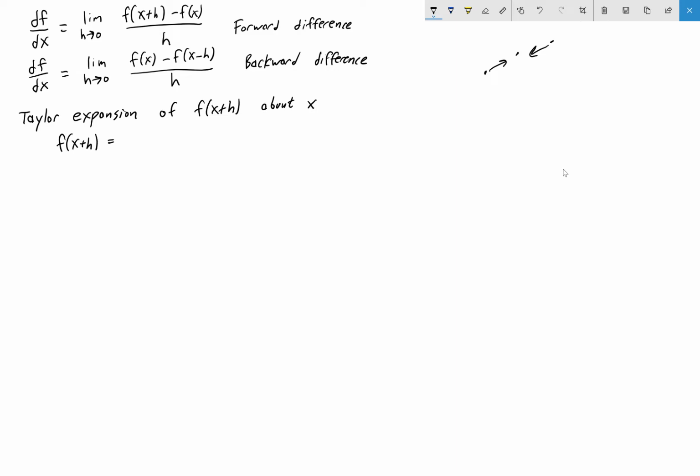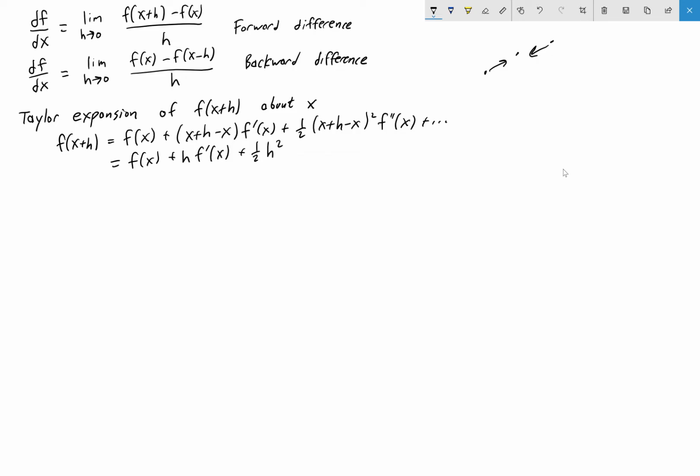So f of x plus h is equal to f of x plus (x plus h minus x) times f prime of x plus 1/2 (x plus h minus x) squared times the second derivative of x, and then so on. But that's enough terms for us to estimate our error. And this simplifies a bit because we have x minus x canceling out. So this is going to be f of x plus h f prime of x plus 1/2 h squared f double prime of x, and so on.